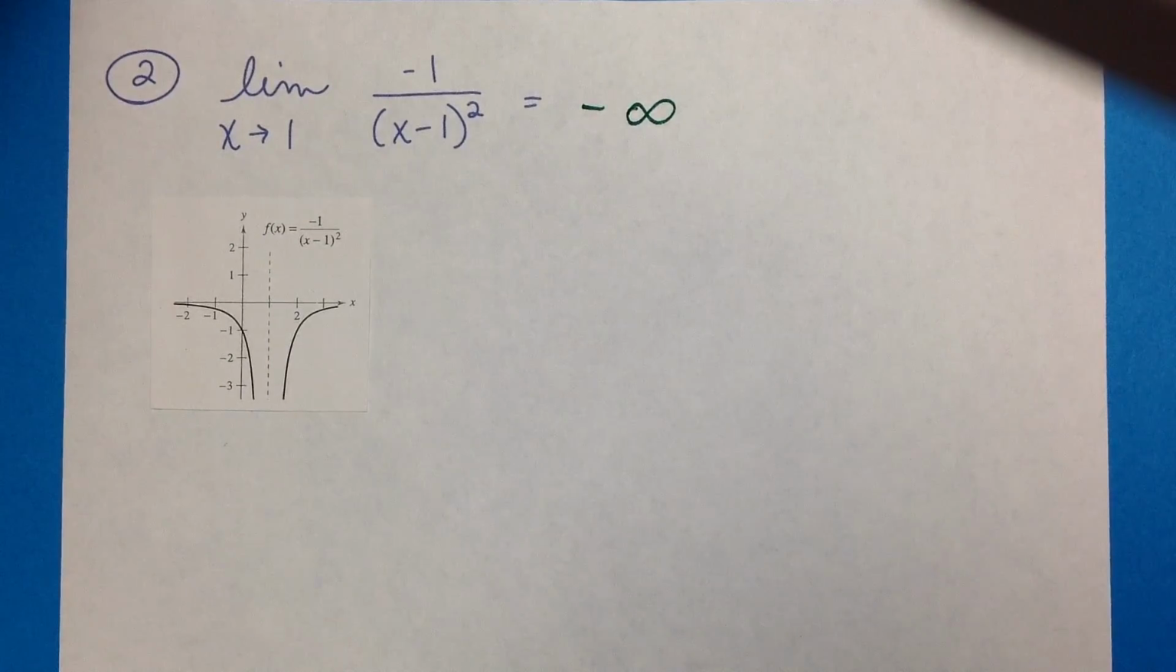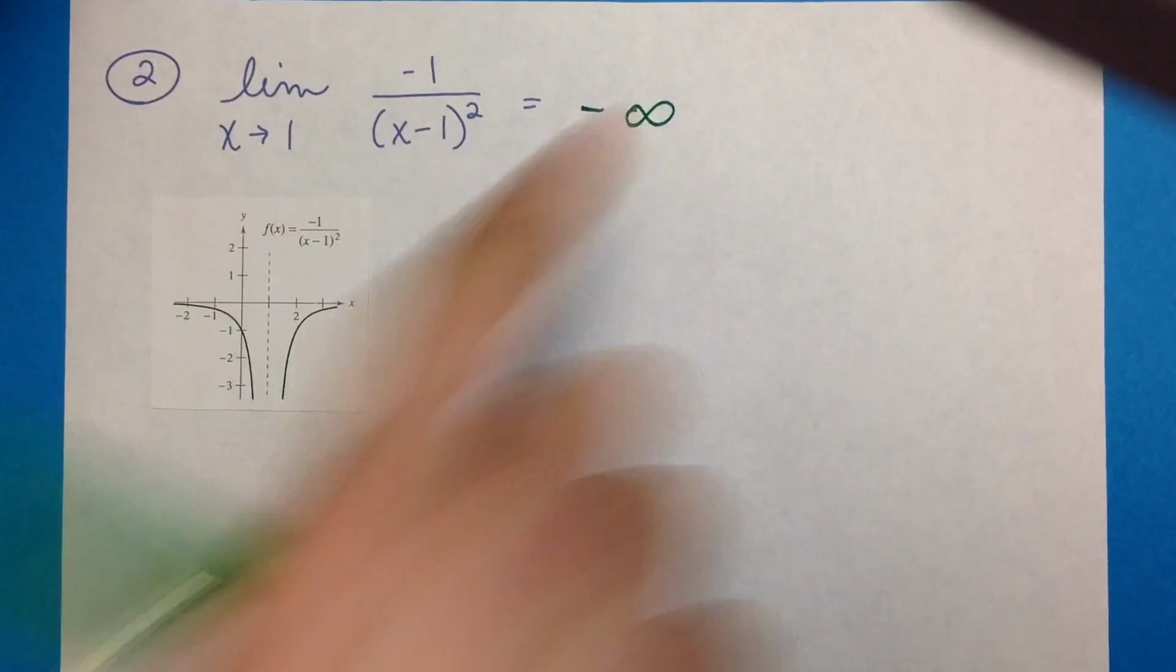I had to keep it separate on that previous example because one side turned up forever and one side turned down forever. Again, these are the same, so you actually could just write it this way.